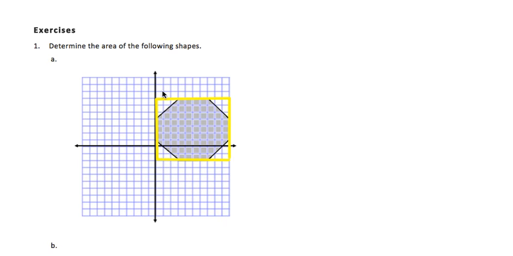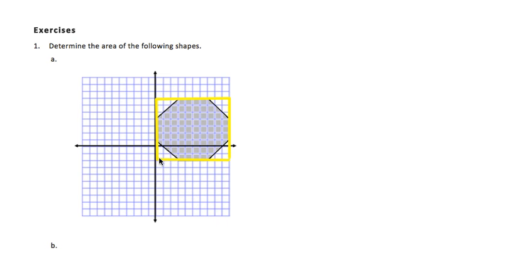This shape, which looks very much like it probably is a square, might be easier if we find the area of the square and then we find the area of each of these little triangles. Then we could subtract the area of each of these little triangles from the area of the square. And that might be a little bit quicker and easier than trying to cut this octagon into triangles or rectangles.